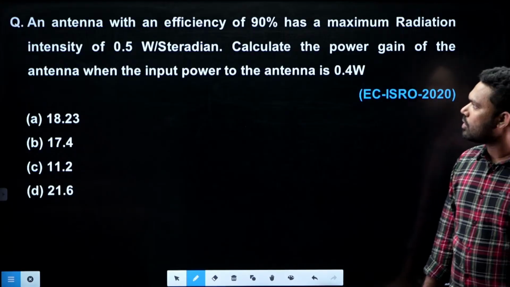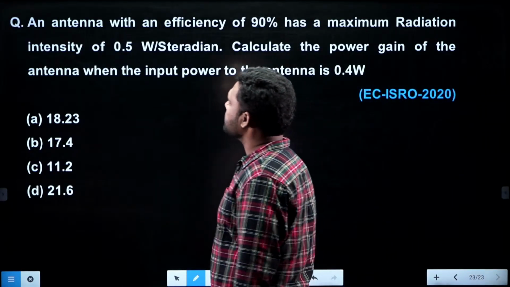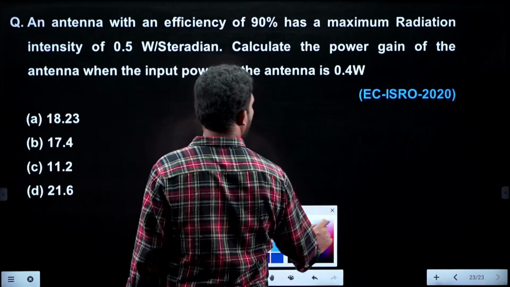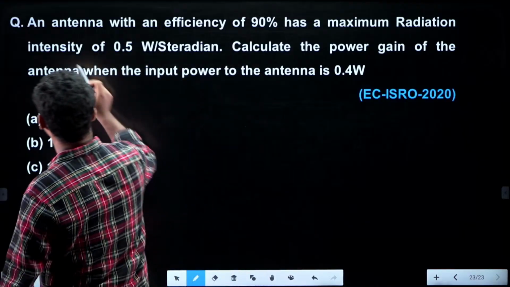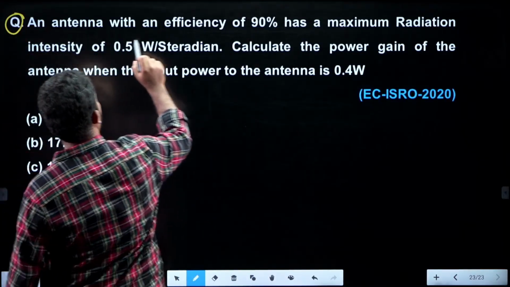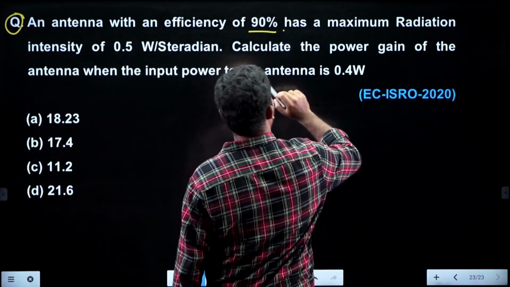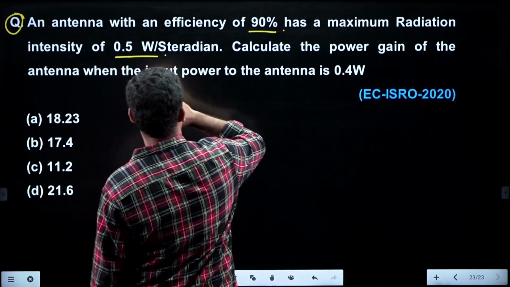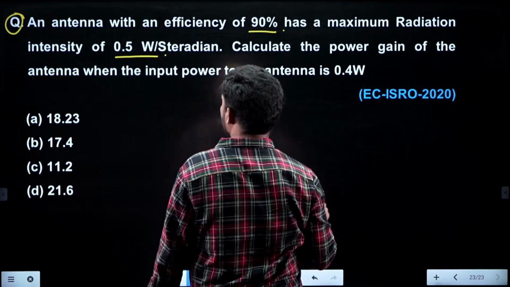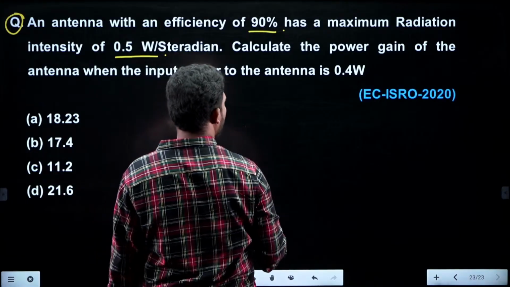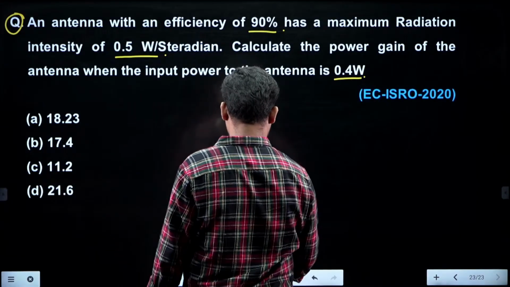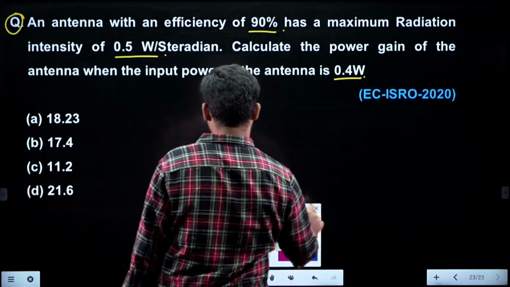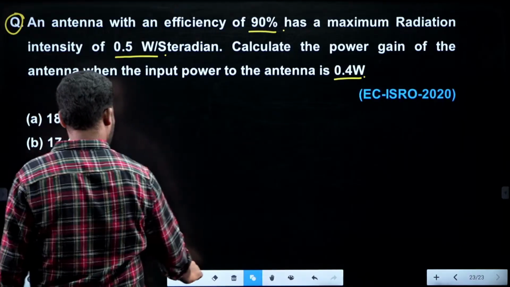Okay, let us have one more question. Here is a question, guys. Again, this is on the antenna parameters. An antenna with the efficiency of 90% has a maximum radiation intensity of 0.5 watt per steradian. Calculate the power gain of the antenna when the input power to the antenna is 0.4. So what is the power gain, guys?